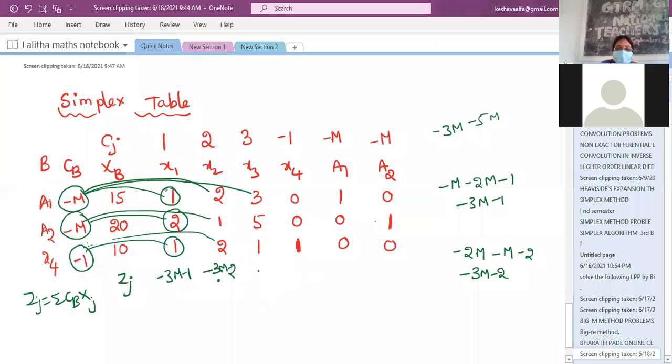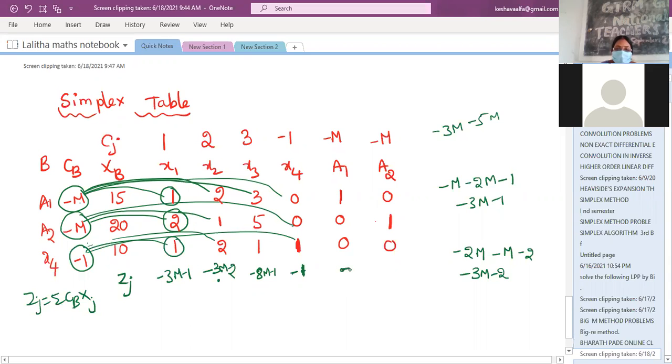So next, x4 column value. So minus m into 0 is 0, minus m into 0 is 0, and minus 1 into 1. So we get only minus 1. Next, artificial variable a1 value, that is minus m into 1, minus m only. We get only minus m. Next, a2 column values.